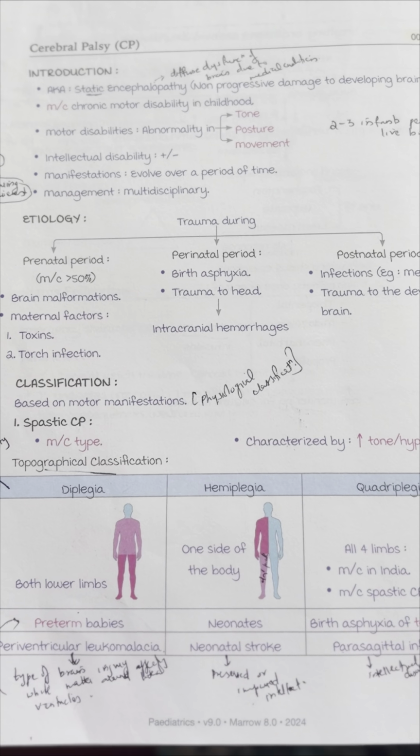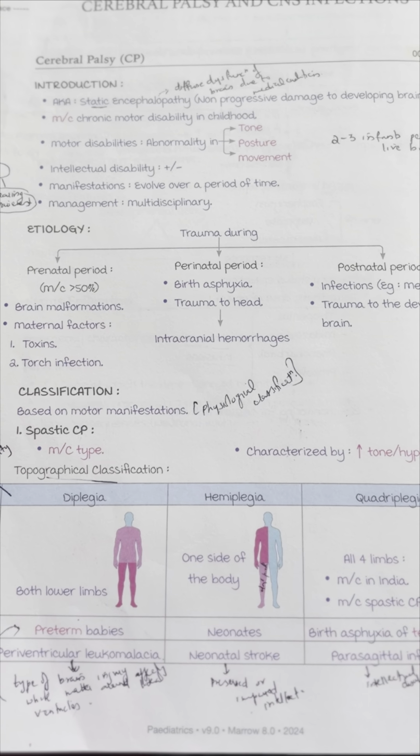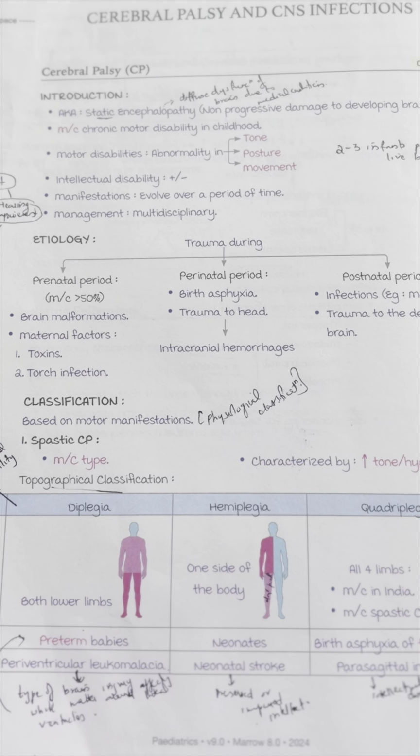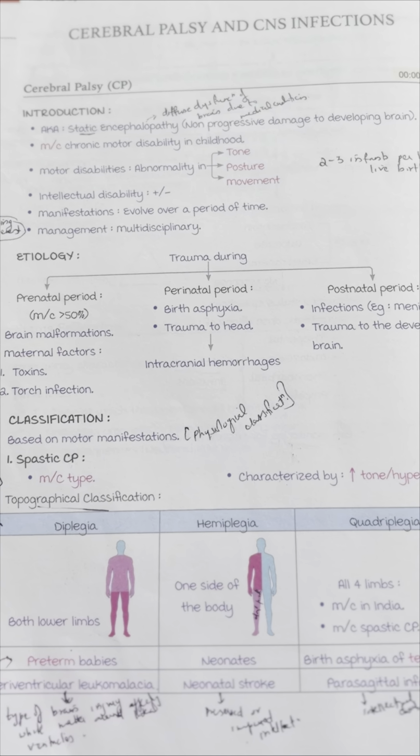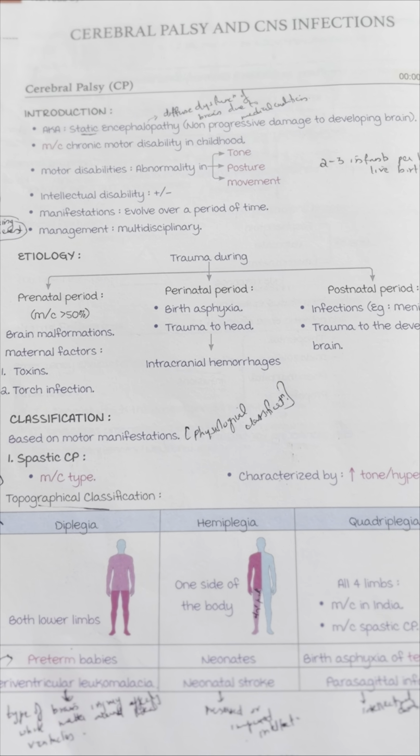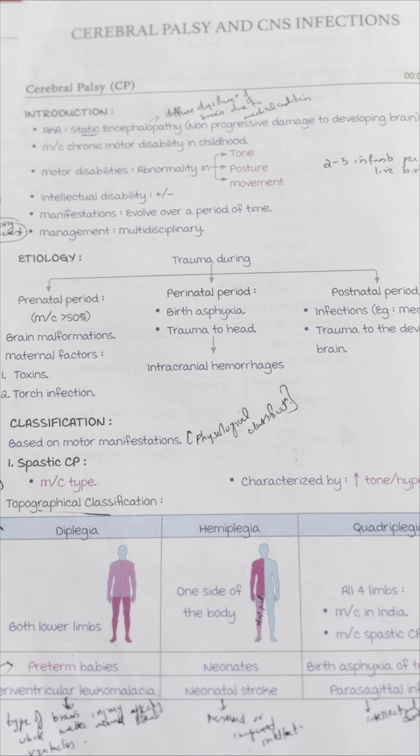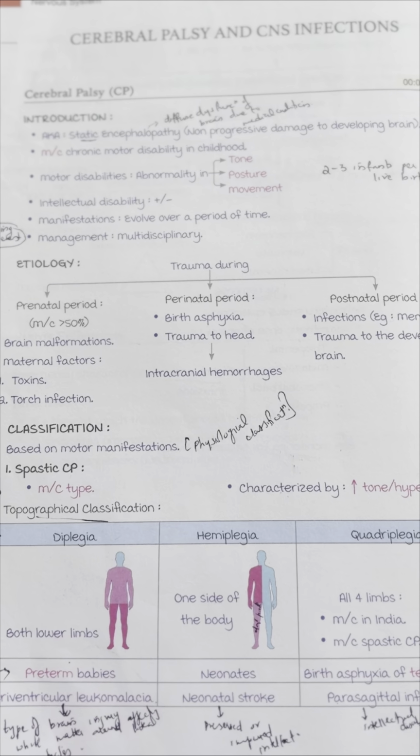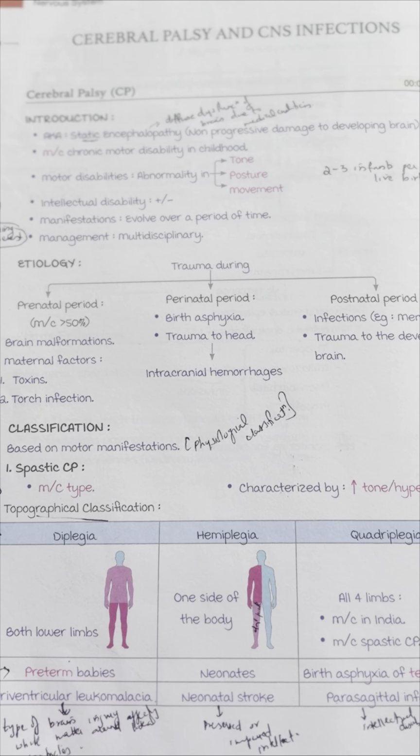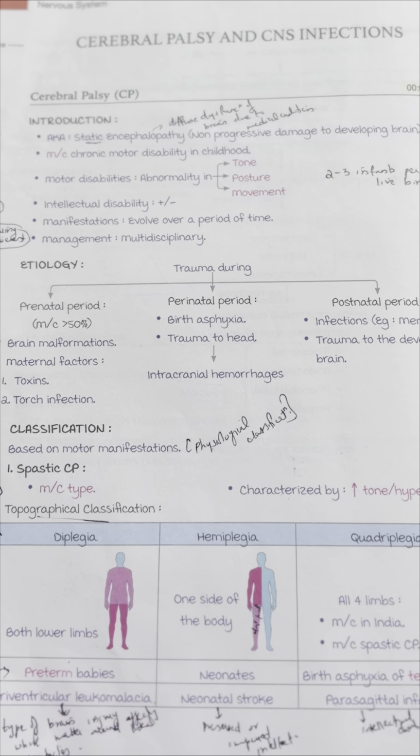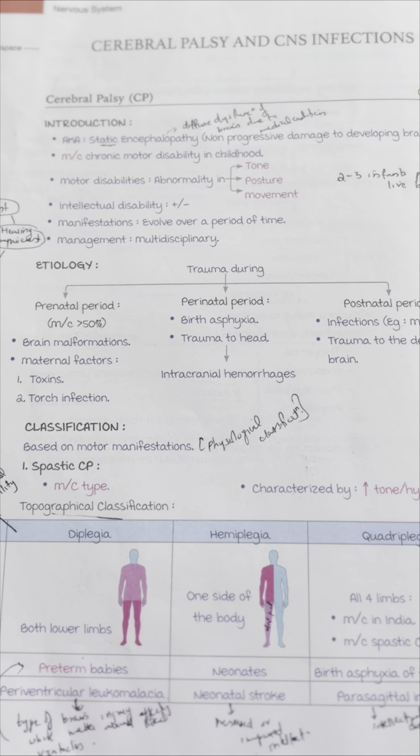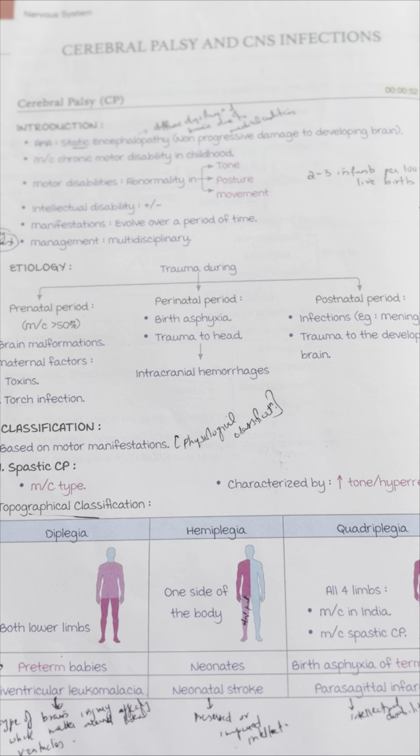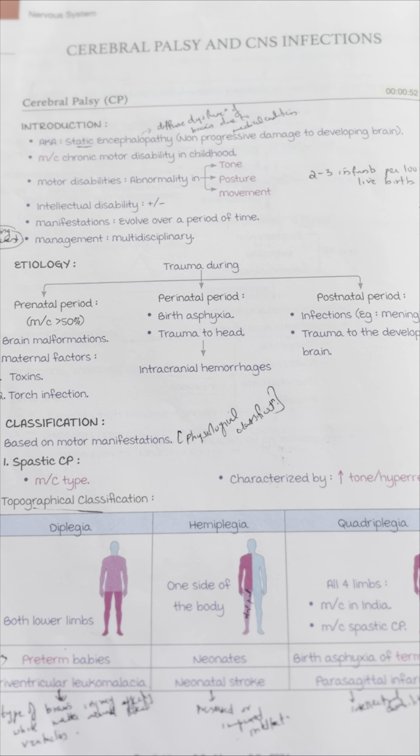So cerebral palsy is a static encephalopathy. That is, it is a non-progressive damage that occurs to a developing brain that causes cerebral palsy. So what happens? There will be motor disabilities, that is abnormality in tone, posture, movement. It is the cause of the most common chronic motor disability in childhood. It can present with or without intellectual disability. Then the manifestations evolve over a period of time. Then the incidence is 2 to 3 infants per thousand live births.